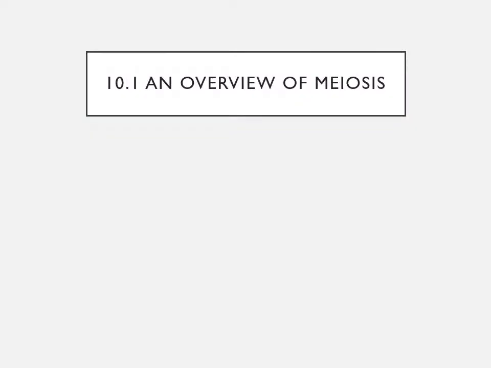And if you remember last week, we talked about mitosis, which is a type of cell division. This week, we'll talk about meiosis, which is a different type of cell division. And in section 10.1, we will go over an overview of this process, and then we will go through the steps of meiosis in more detail after that.